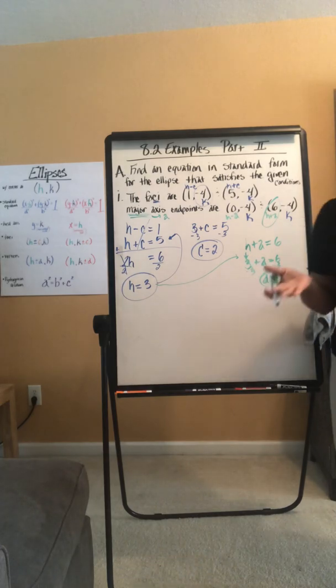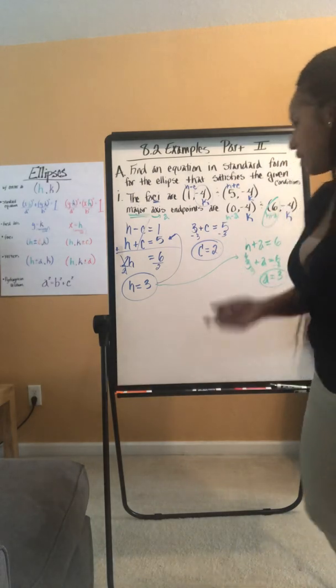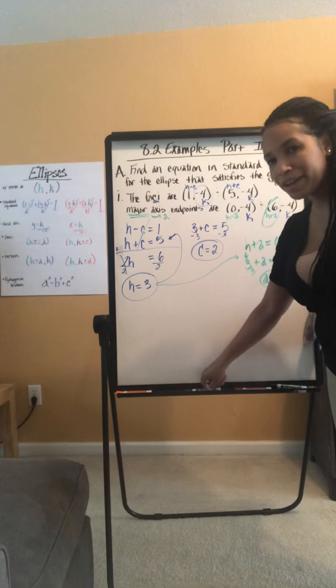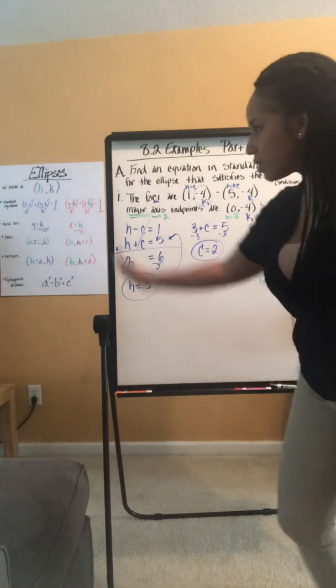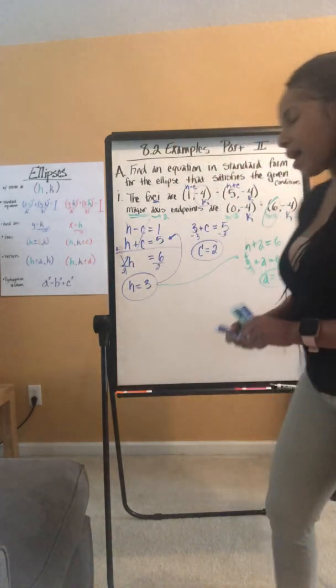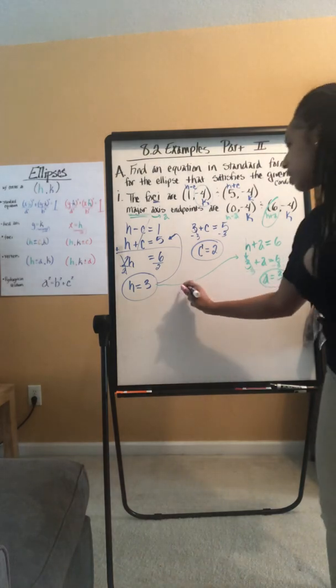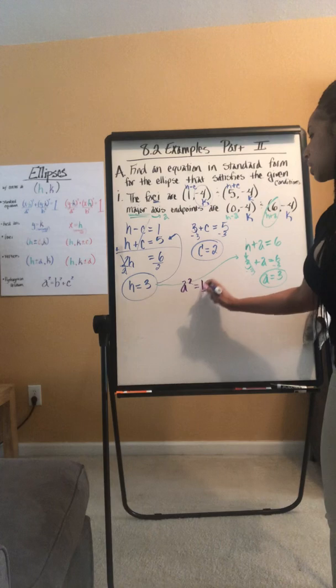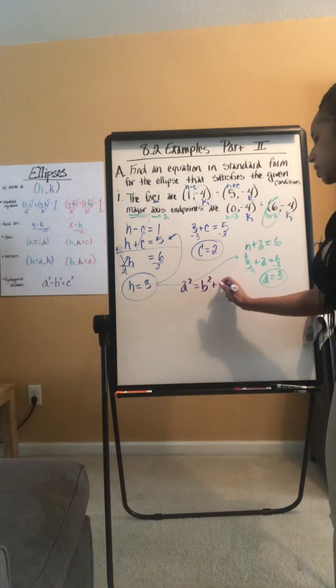All right, I've got almost everything I need, but I need that b. They gave me the c because I'm going to have to use it to find the b. How am I going to do that? I'm going to use, at the very bottom, our Pythagorean relation. That is not the Pythagorean theorem. The Pythagorean relation is a squared equals b squared plus c squared.